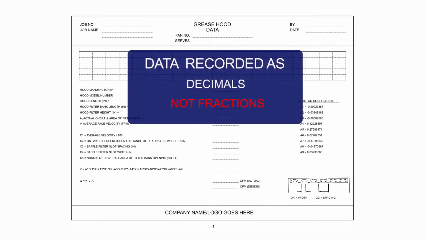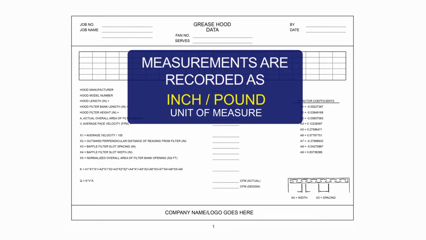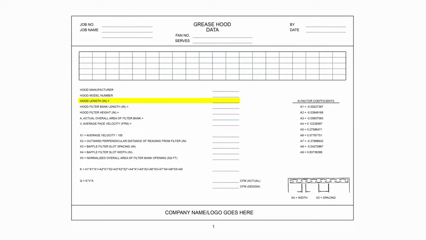The data is recorded as decimals and not fractions. The measurements are recorded using the inch-pound unit of measure. Hood length in inches. Hood filter bank length in inches. Hood filter height in inches. A, actual overall area of filter bank in square feet.